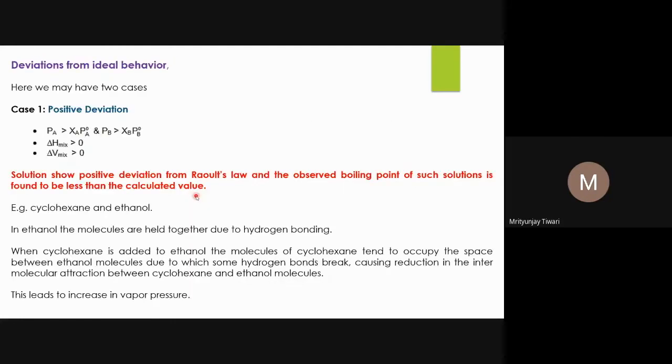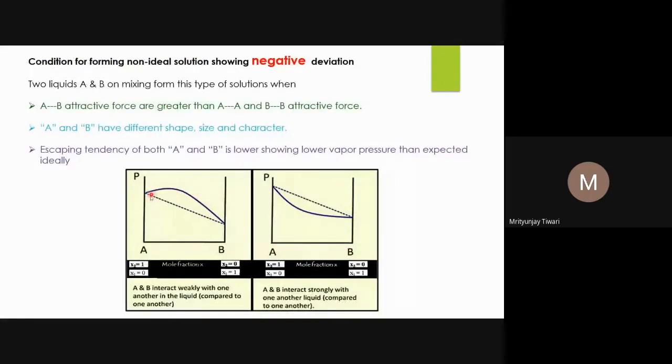And for the positive deviation, if you look at this figure, ideally this is what a solution should follow as per Raoult's law. But what we see is that the vapor pressure is more than the one we should obtain from Raoult's law. The experimentally observed vapor pressure is more than the vapor pressure we should obtain from Raoult's law, that is XA into P naught A. This is the actual, observed PA, which is more than XA into P naught A. And this is what we call the positive deviation.